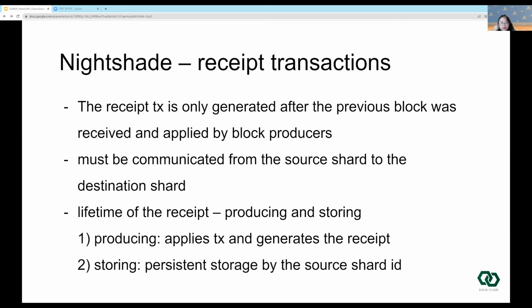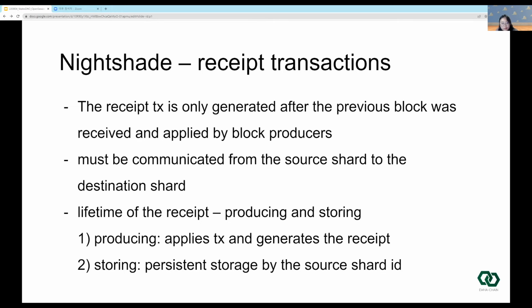It is desirable that the receipt transaction is applied in the block that immediately follows the block in which it was generated. The receipt transaction is only generated after a previous block is received and applied by block producers that maintain the originating shard, and needs to be known by the time the chunk for the next block is produced by the block producers of the destination shard.